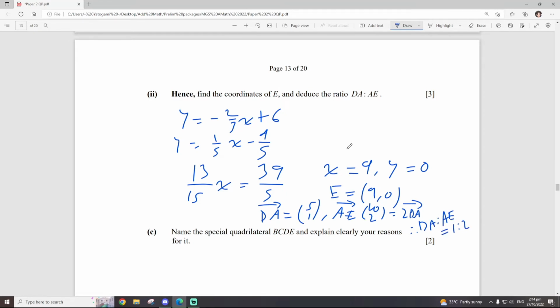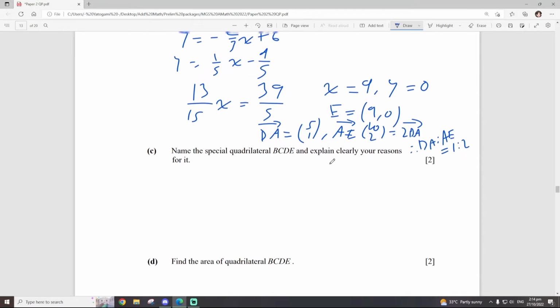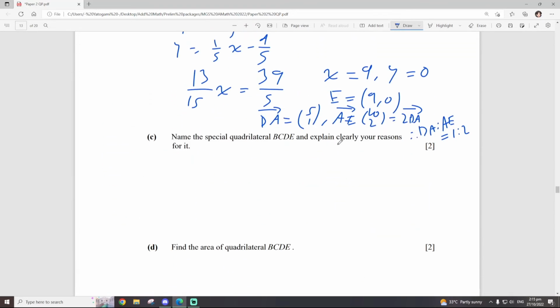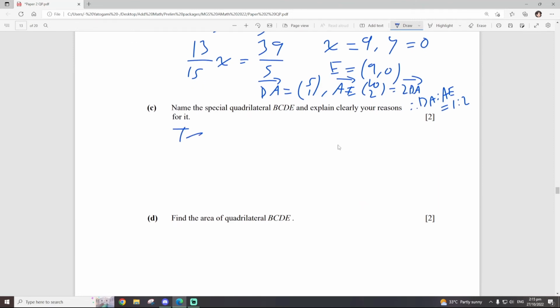Name the special quadrilateral BCDE. Explain clearly the reasons. BCDE is a special quadrilateral apparently. It seems to be a trapezium because BC and DE are parallel. So BC is parallel to DE. That's it.